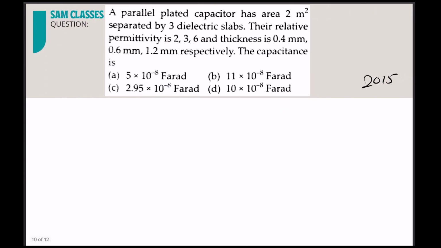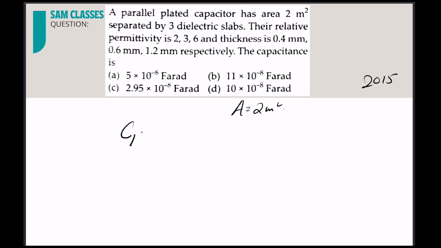Okay. Let's see the next question. A parallel plate capacitor has area, they have given the area 2 meters squared, separated by 3 dielectrics. They have inserted 3 dielectrics and said the relative permittivities are 2, 3, 6, with thicknesses as given. We can understand they have kept them one by one, since they have not said anything else, so they are in series, correct.